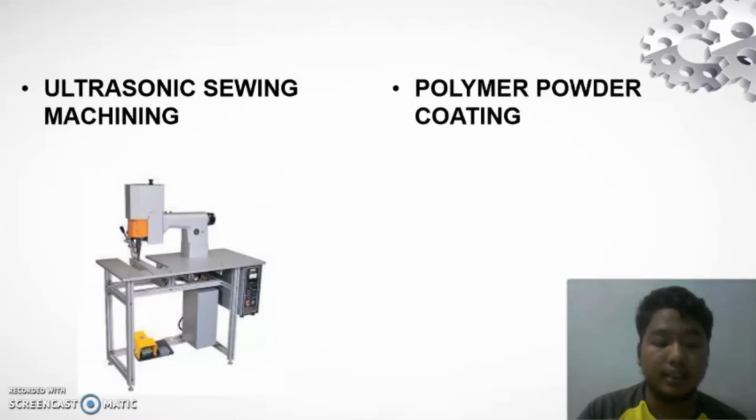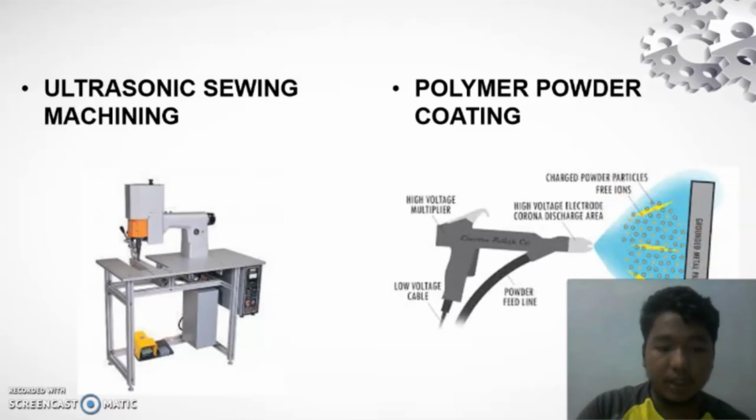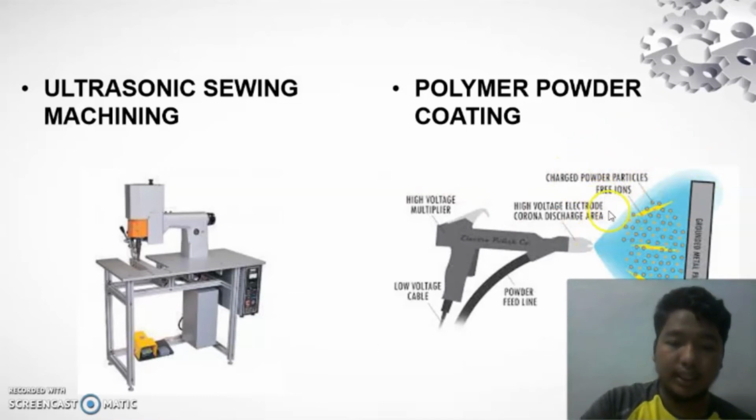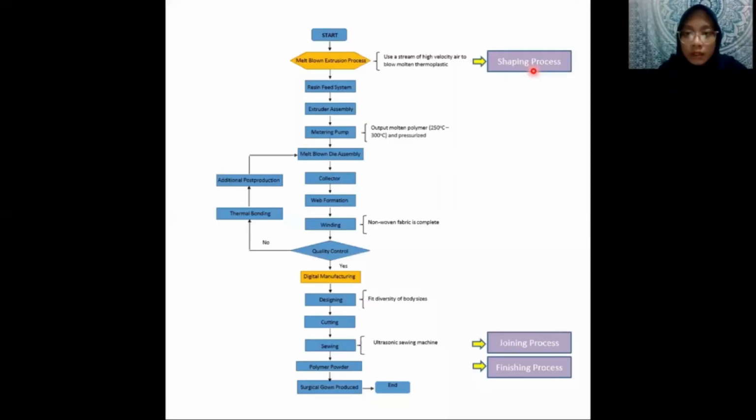And lastly is the finishing process. The process used is polymer powder coating. This process uses an electrostatic gun where the powder coating is electrostatically applied and cured under heat or ultraviolet light. Now I am going to present a flowchart that shows every step of the production process.